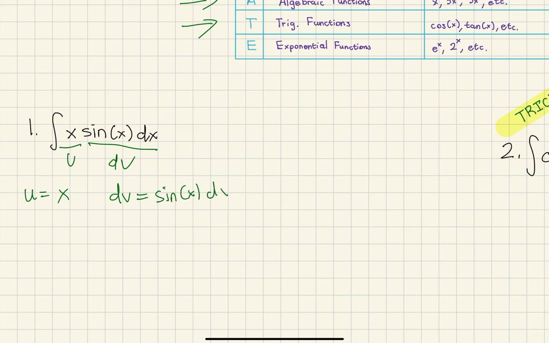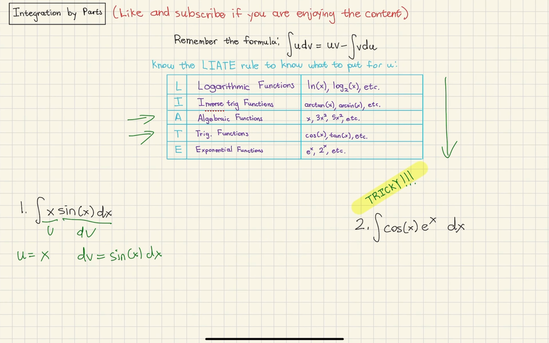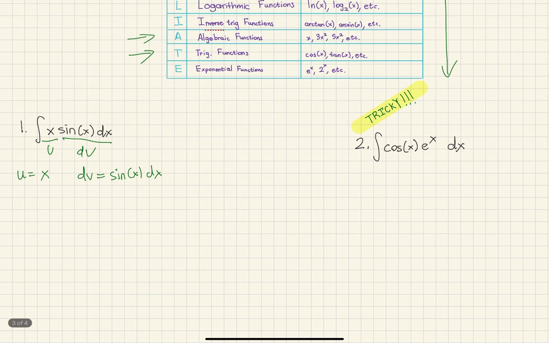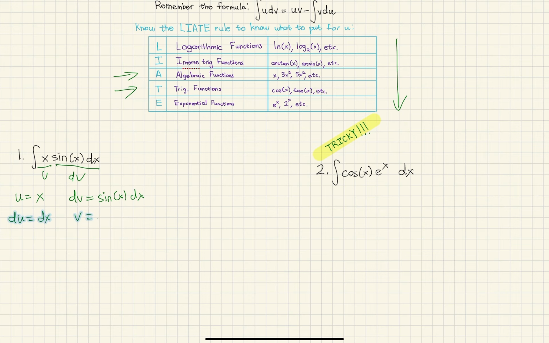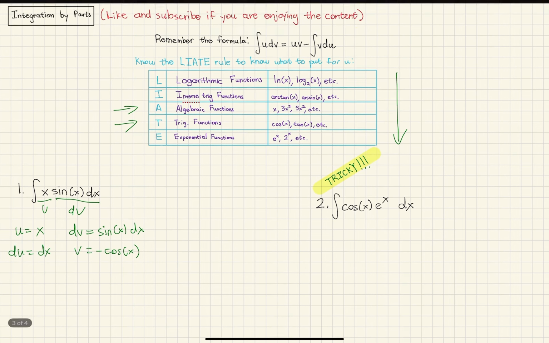Simple. But now, for the other parts of the formula, we have to find du and v. In order to find du, we take the derivative of x, so this will just equal dx. And to find v, we have to take the integral of sine x dx, so that will leave us with negative cosine x. So now we just plug it into this formula over here.